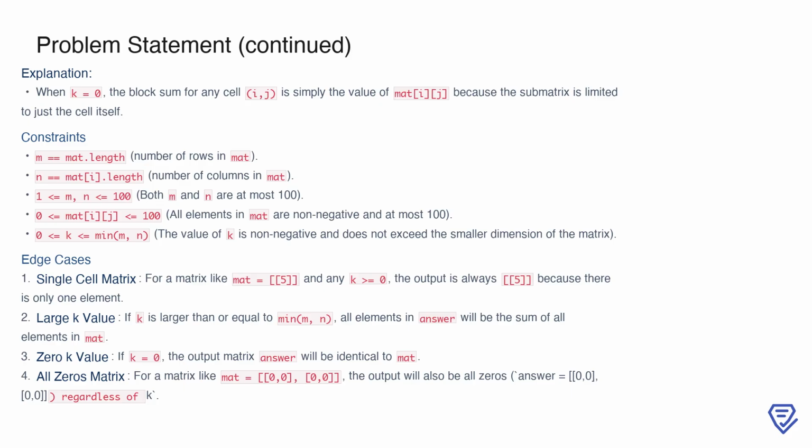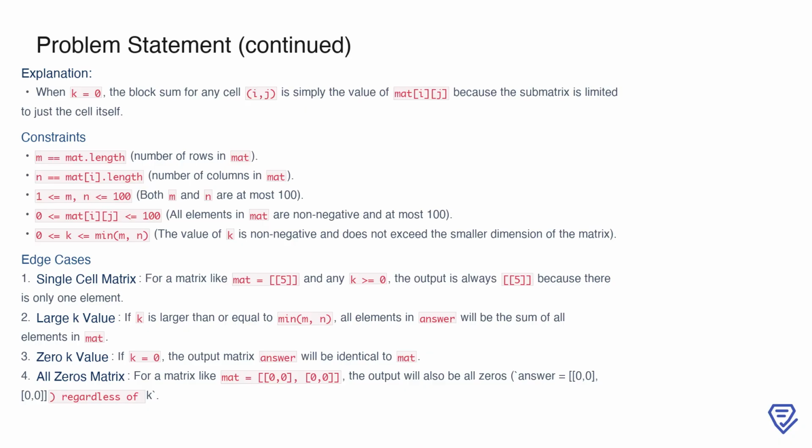In the third example, k is set to 0. When k is 0, the submatrix for any cell i, j contains only the cell itself, meaning that the block sum is simply the value of mat[i][j]. For the given input matrix, where all elements are 1, the output matrix answer will also contain only ones. This highlights a key property of the problem. When k is 0, the output matrix is identical to the input matrix.